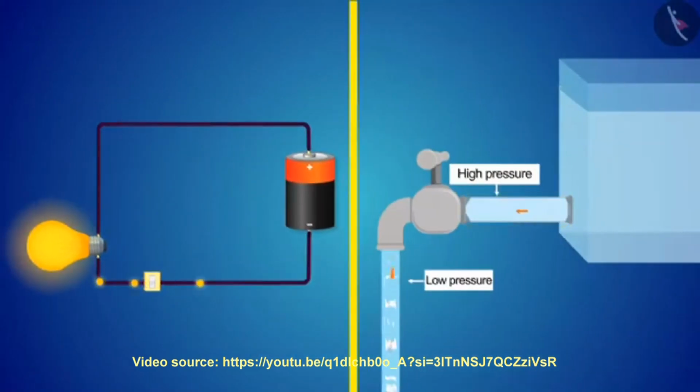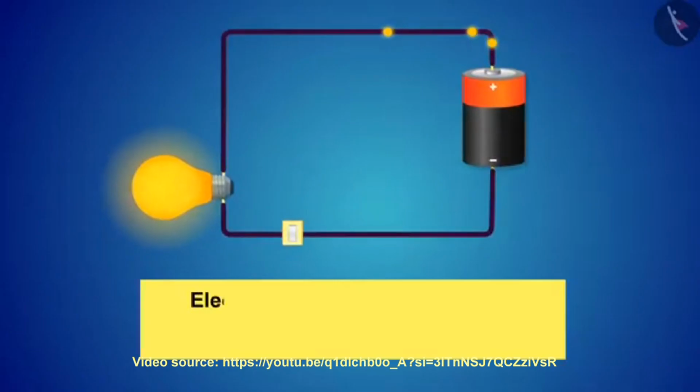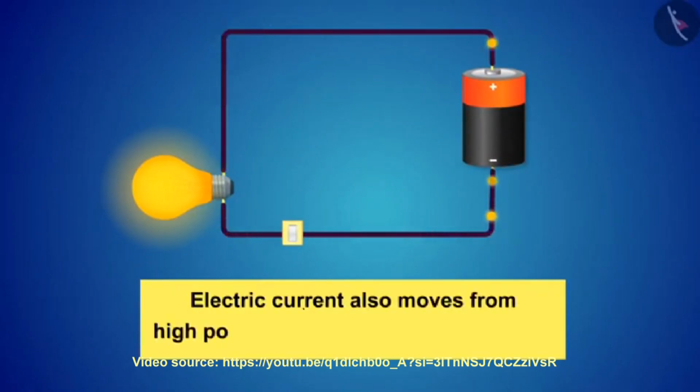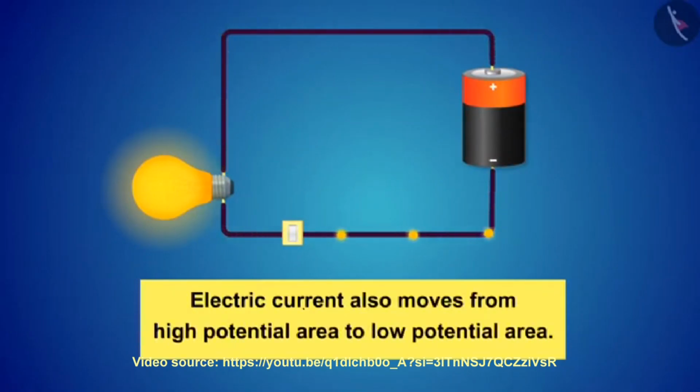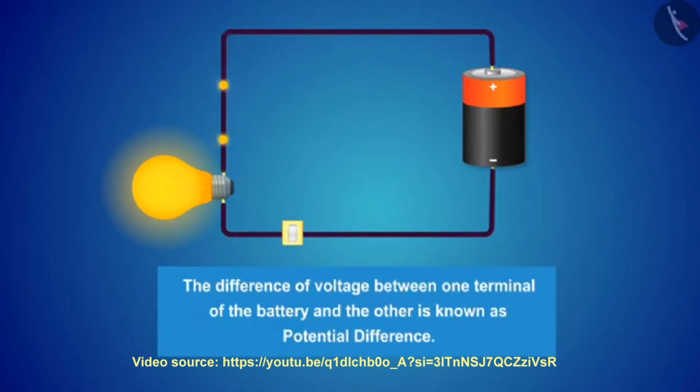Just as water flows from a high pressure area to a low pressure area, similarly electric current also moves from a high potential area to a low potential area. The difference of voltage between one terminal of the battery and the other terminal is called potential difference.